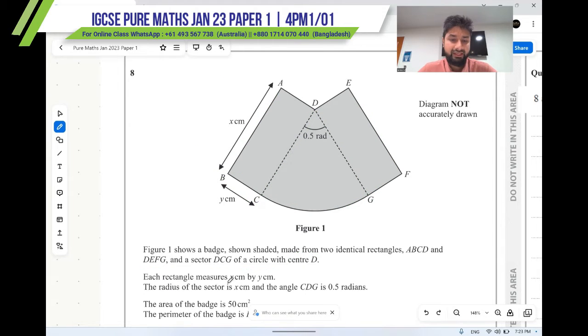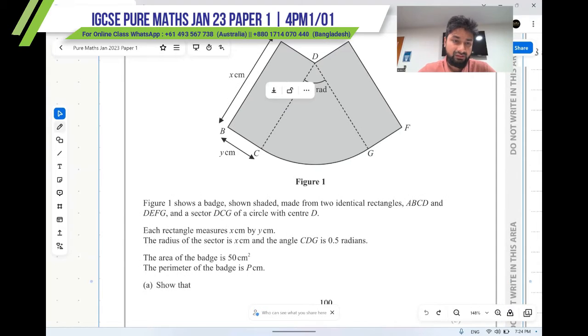Now, each rectangle measures x centimeter by y centimeter. If this one is x, then this one will also be x, and this one will also be x, and all of these will be y. The radius of this sector is x, and the angle CDG is 0.5 radians.